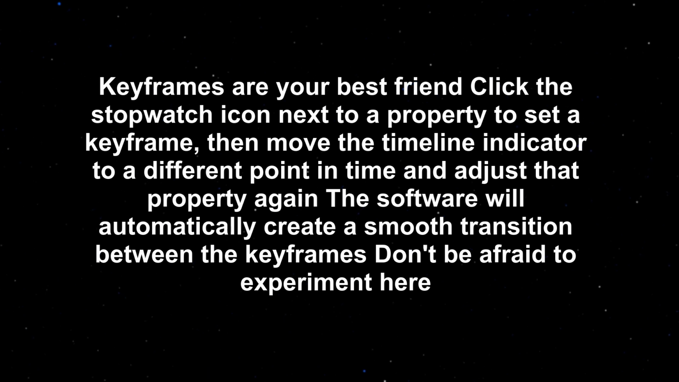Keyframes are your best friend. Click the stopwatch icon next to a property to set a keyframe. Then move the timeline indicator to a different point in time and adjust that property again. The software will automatically create a smooth transition between the keyframes. Don't be afraid to experiment here.